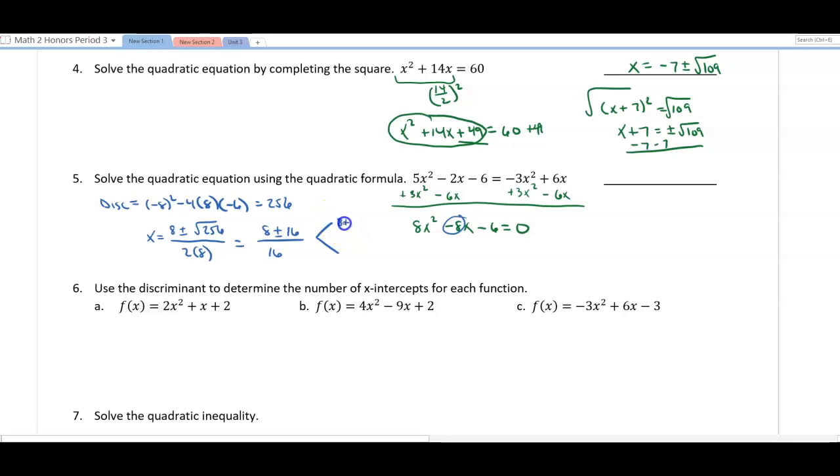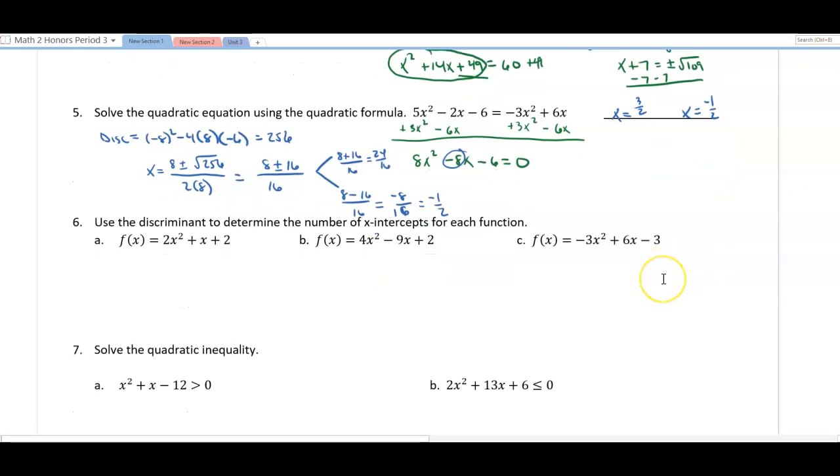One is going to be 8 plus 16 divided by 16, which gives you 24 over 16. And right away, both of these can be divided by 8, so that would give you 3 over 2, or 3 halves. And the second one would be 8 minus 16 over 16, which will give you negative 8 over 16, which is negative 1 half. Okay? So those would be your two solutions.